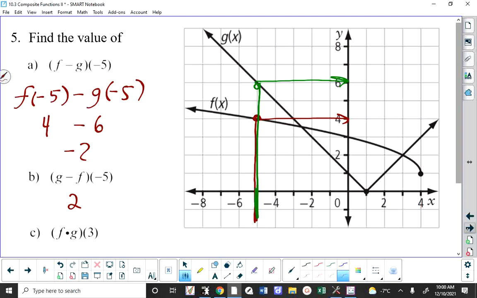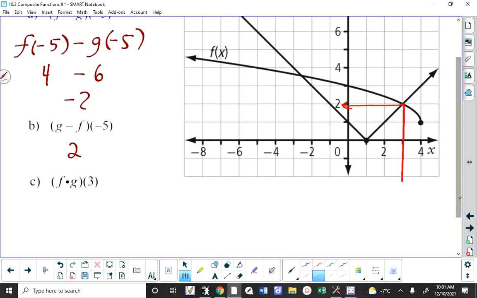What is f times g of 3? Well, what's f of 3? F of 3 is found by looking over here at 3 and looking at the y coordinate, which is 2, on f. Coincidentally enough, that's also the y coordinate at 2 for x on g. So f times g of 3 is going to be 2 times 2, which gives us 4.